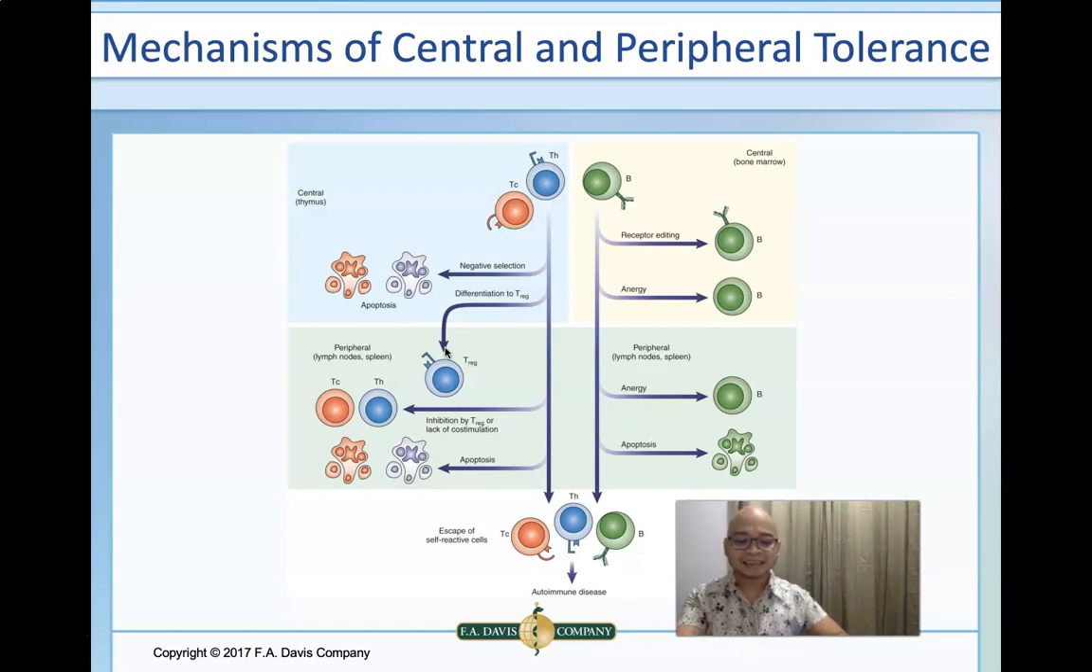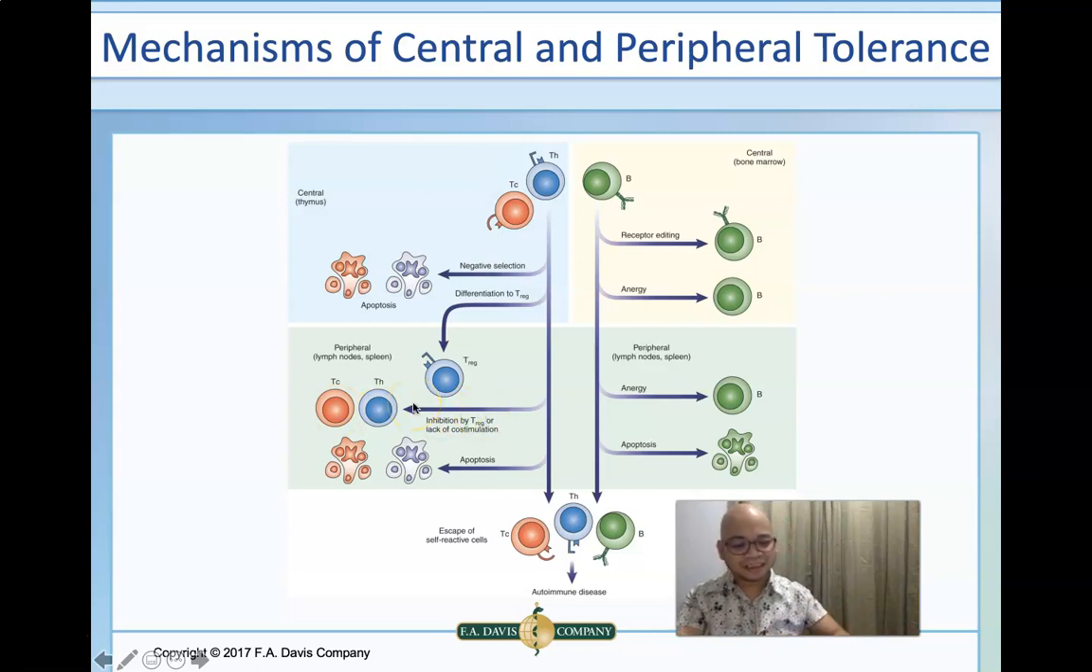So in that case, there would also be binding of inhibitory receptors such as CTLA4. CTLA4 is actually a molecule that prevents T cell activation. Okay, so as you can see, there is a program here, for example in peripheral tolerance, where inhibition by Treg or lack of co-stimulation is one mechanism.